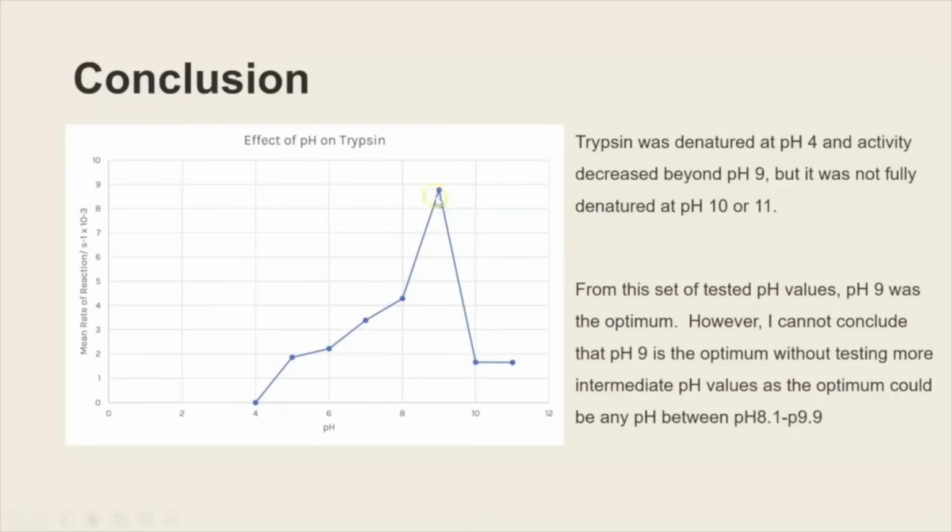From this set of data, it does show that pH 9 is the optimum from the ones that we tested. However, we can't conclude that pH 9 is the optimum. And the reason for that is we did not test enough intermediate data points. We know that it's not going to be pH 8 or 10, but it could be at any pH in between then, because we only tested 8, 9 and 10. The optimum might have actually been 9.1, 9.2, 9.3, and then it could have decreased. So we can't conclude for definite on that.